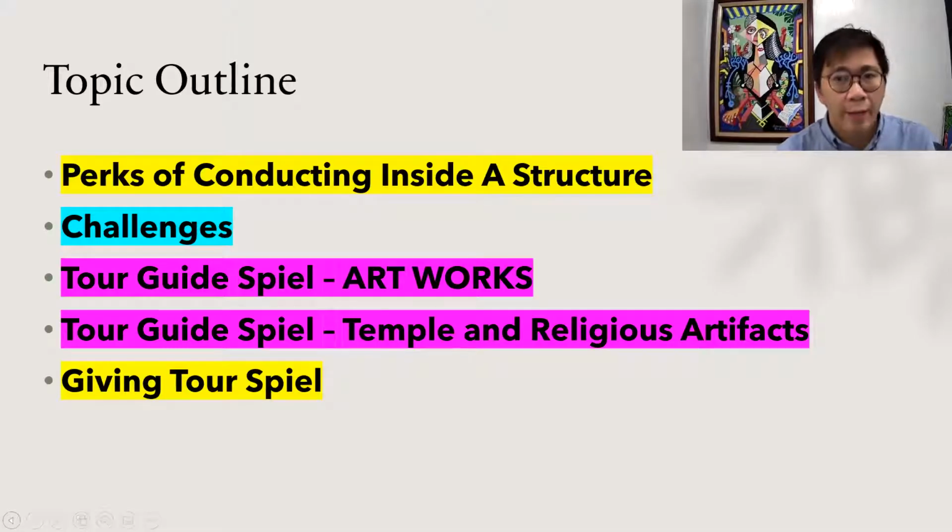And of course, for the strategy component, we're going to have a demonstration or sample considerations, some of the things that we might apply in a particular scenario, particularly artworks inside a gallery or the National Museum of Fine Arts. Another case would be inside a temple or a discussion of religious artifacts. And finally, some tips that are going to be incorporated throughout the discussion: techniques, tips, and considerations when you're giving a tour.